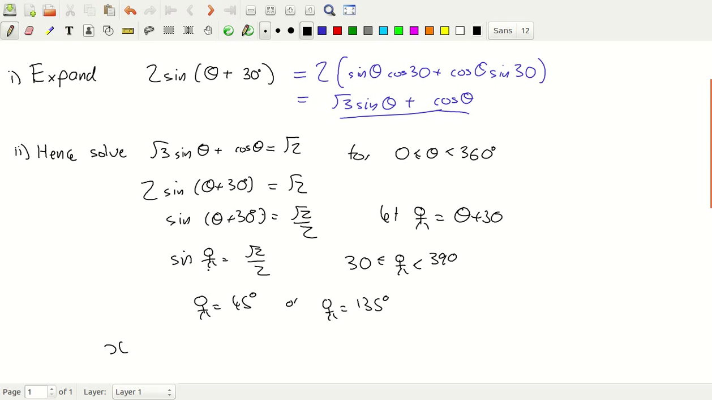So now we find theta again. Since stickman was theta plus 30, theta equals stickman minus 30, so these are our final answers, 15 degrees, or 105 degrees. And at this point it would be well enough to actually check, maybe using your calculator, that these two values of theta really do satisfy the equation here. So there they are.